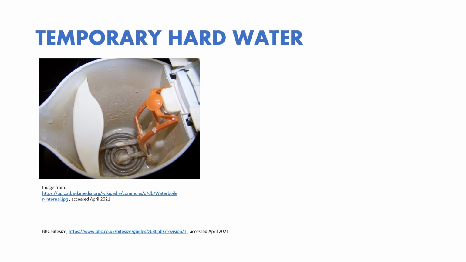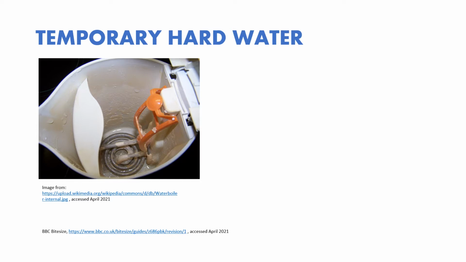How can temporary water hardness be removed? Well, a method of removing temporary hardness is to boil the water. This method results in a layer of limescale, which coats the heating element of appliances such as kettles, as shown on the screen. This causes the efficiency of these appliances to lessen. Limescale is also an issue because it's unpleasant to look at and clogs boilers and water pipes.